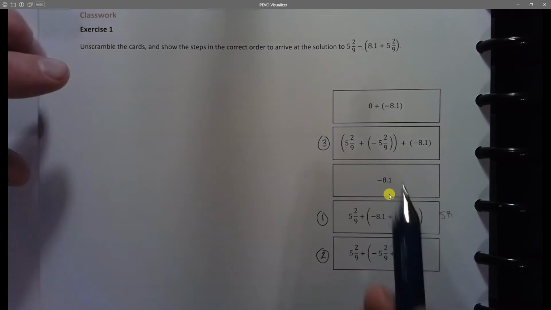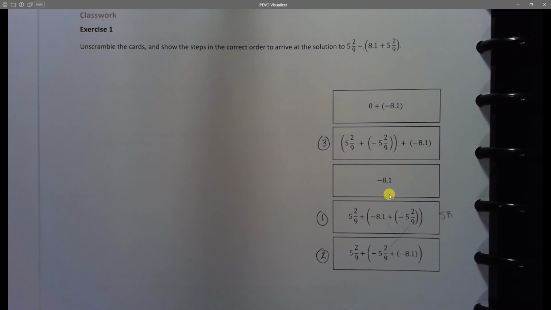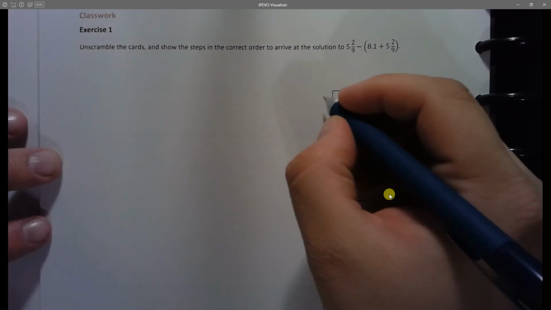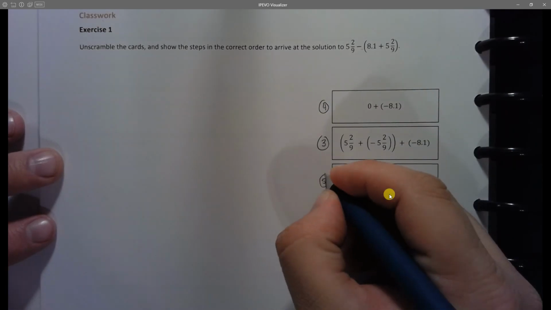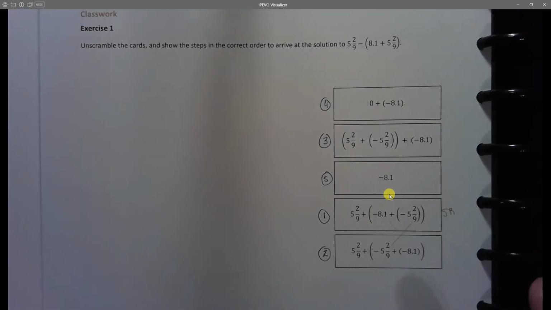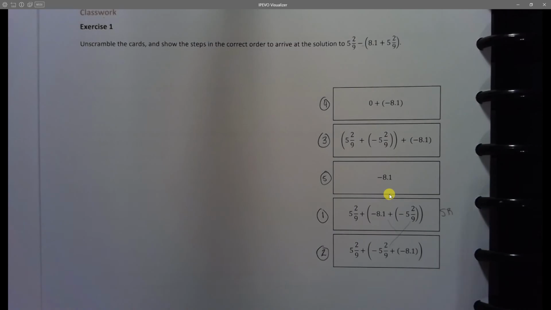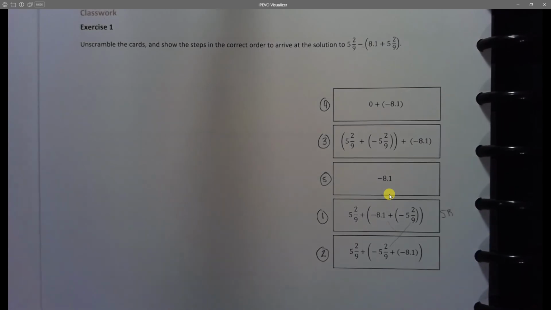Now, I know that 5 and 2/9 and a negative 5 and 2/9 are opposites of each other. And opposites give us a sum of 0. So that means this has got to be the next step, number 4, which means this was number 5. The solution was a negative 8 and 1/10. The answer was there the whole time. My gracious, that's amazing. Whoever did this did a fantastic job coming up with this problem, showing how to use the commutative property and the associative property and the additive inverse property to give us an answer. I think that's pretty fantastic.